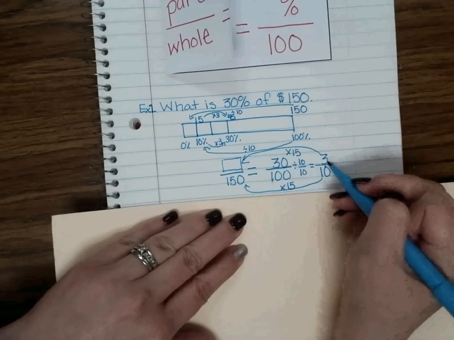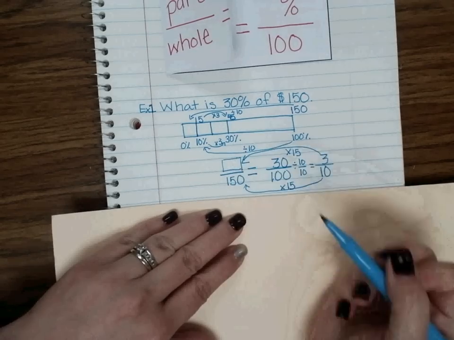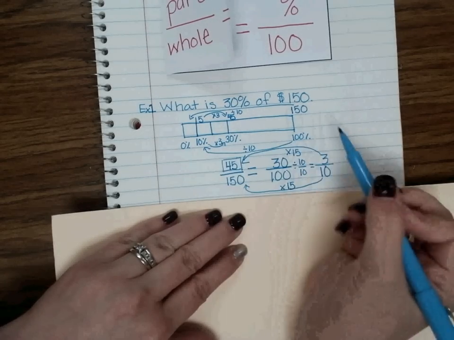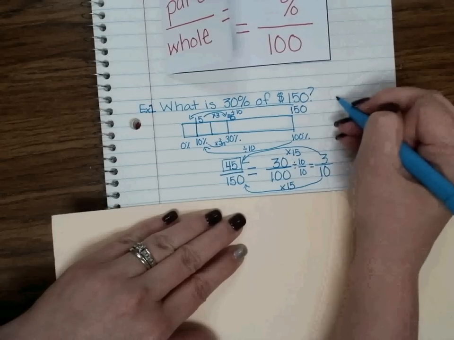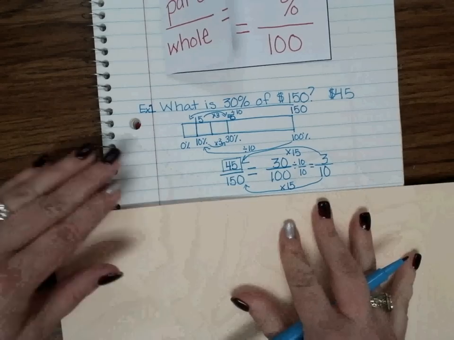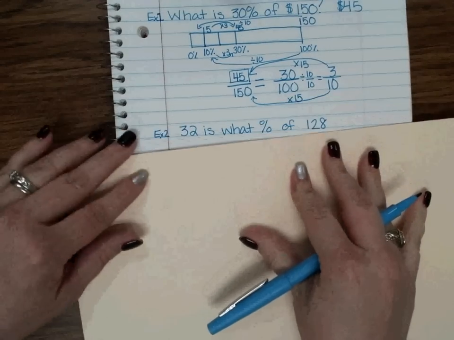And again, 3 times 15, just like up here, is $45. So what is 30% of 45? That would be $45. That would be my answer. Okay, let's go down and look at our next example.